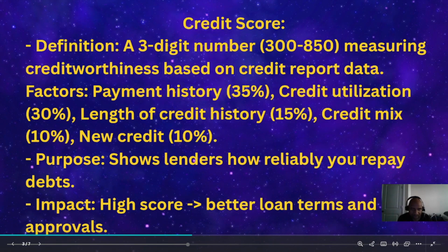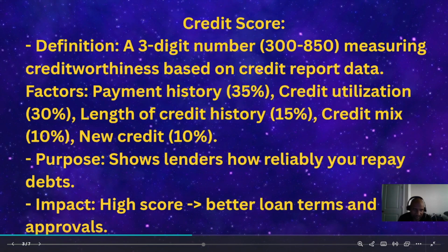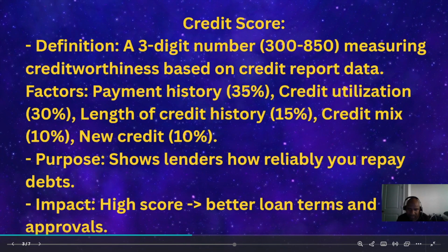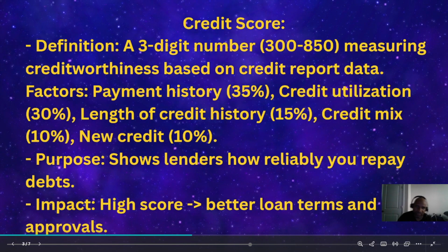The purpose: shows lenders how reliably you repay your debts. Impact: high score equals better loan terms and approvals.